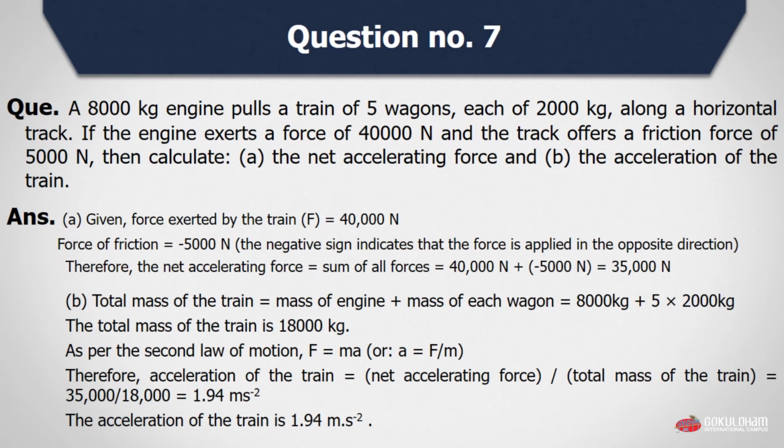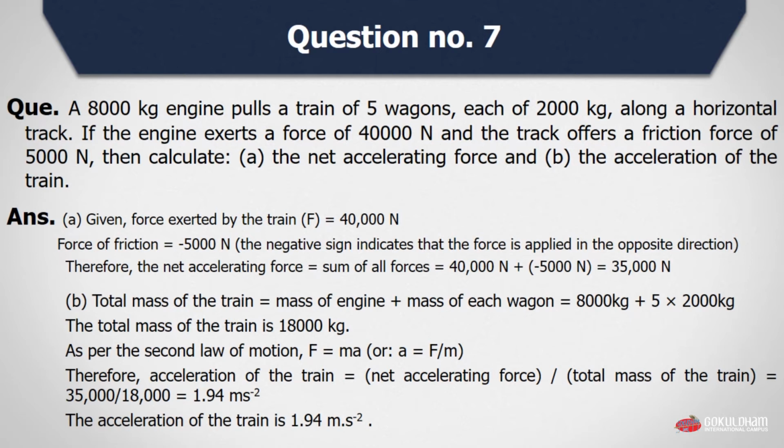We all know that when our object is moving, the friction will work in the opposite direction. So minus 5000 is for the negative sign, which indicates that the force is in the opposite direction. So we'll take the force of friction as minus 5000 Newton, and therefore the accelerating force is equal to the sum of all forces, which is 4000 Newton plus minus 5000 Newton, which will give us the answer as 35,000 Newton.